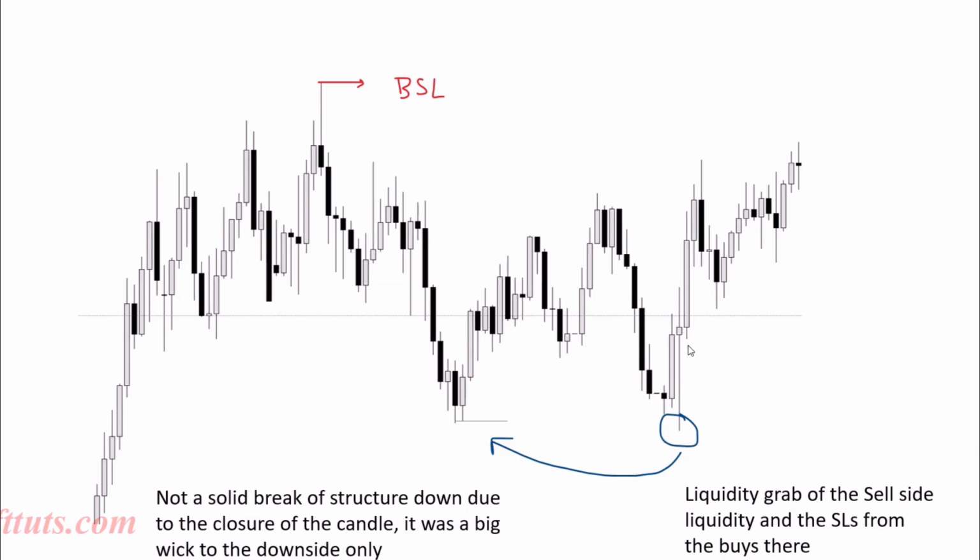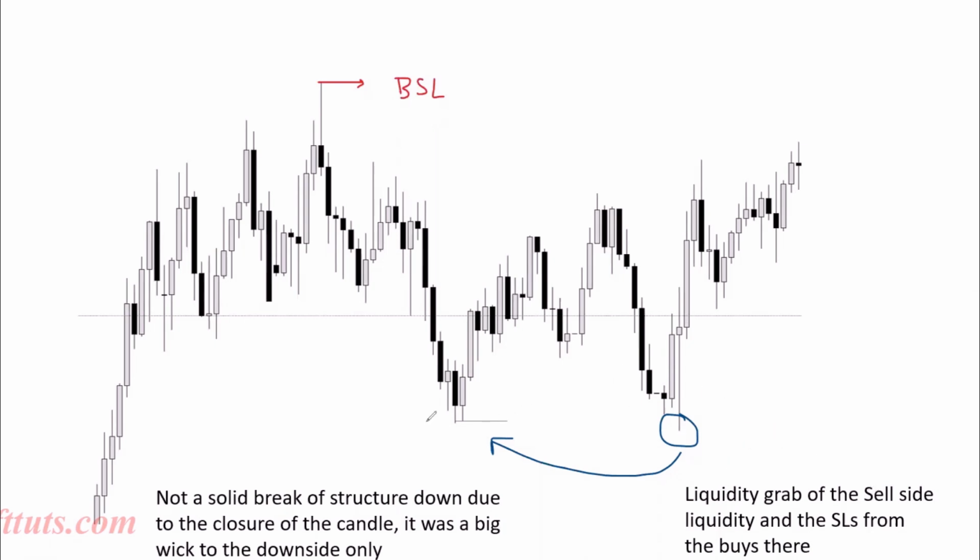So if we had seen, for example, a full body close, so let me just draw a different situation. If this candle right here had been a full body close and the close was below these lows right here, that means right now we can potentially look for sells. However, this is not the case in this situation. Rather, we got a liquidity grab of the sell side liquidity instead.